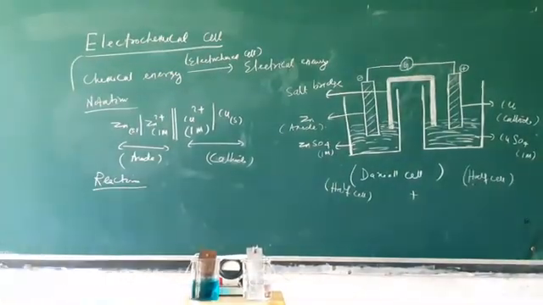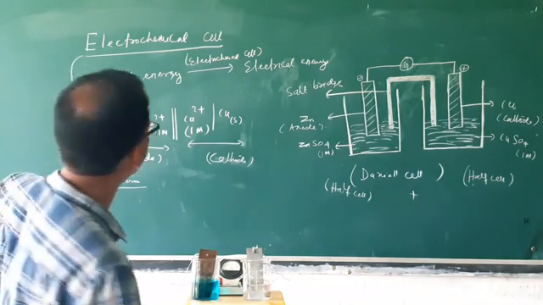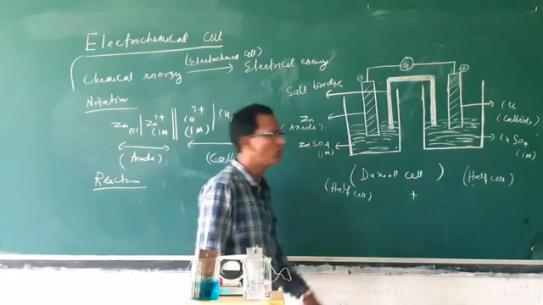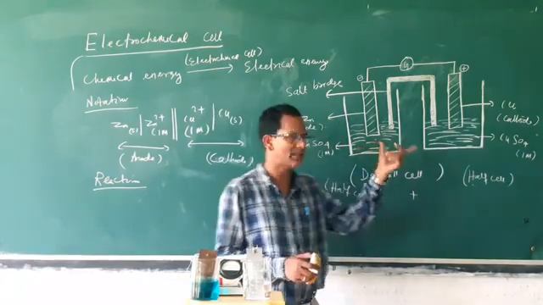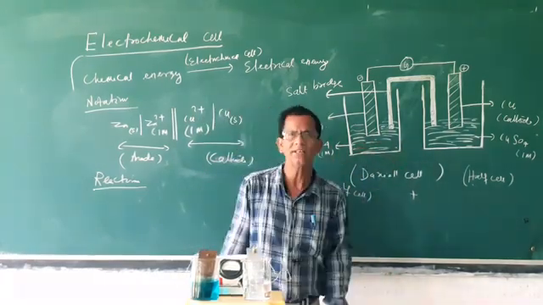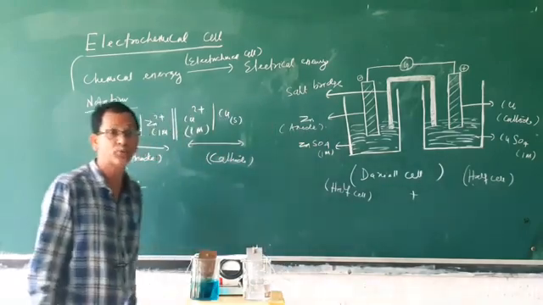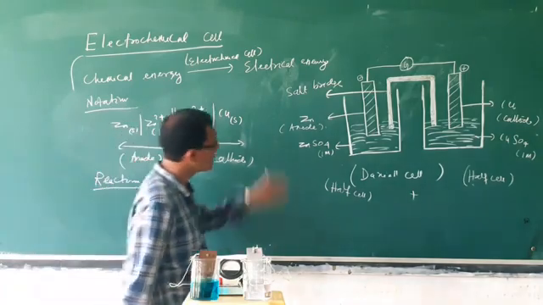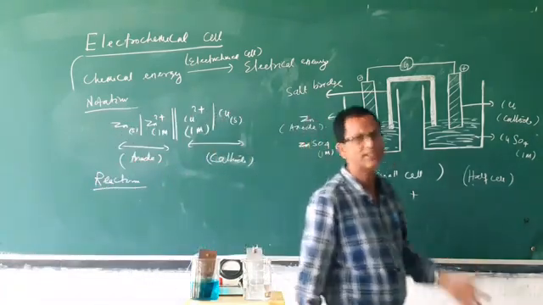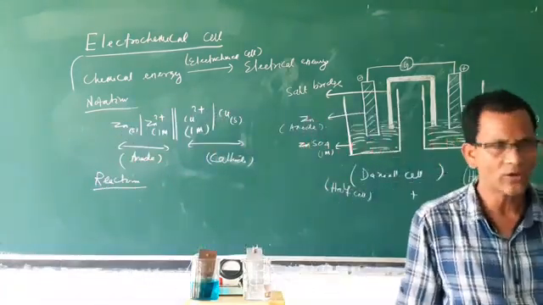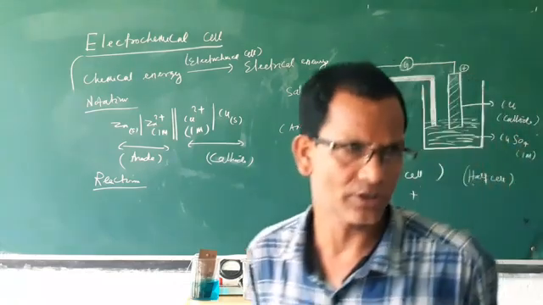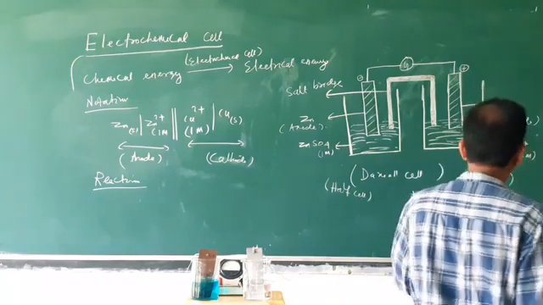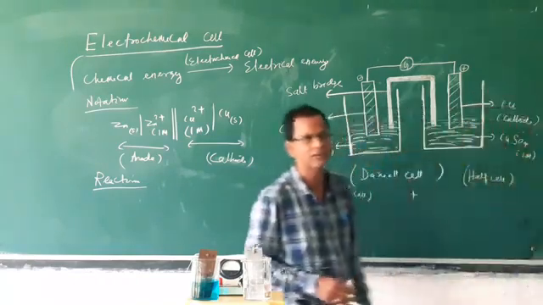How does the reaction take place? Here the reaction depends upon potential difference. We know it is an electrochemical cell which produces electric current, that is, flow of electrons takes place. One electrode produces electrons and the other electrode receives the electrons. So this is the difference: one producing electrons, the other receiving those electrons.